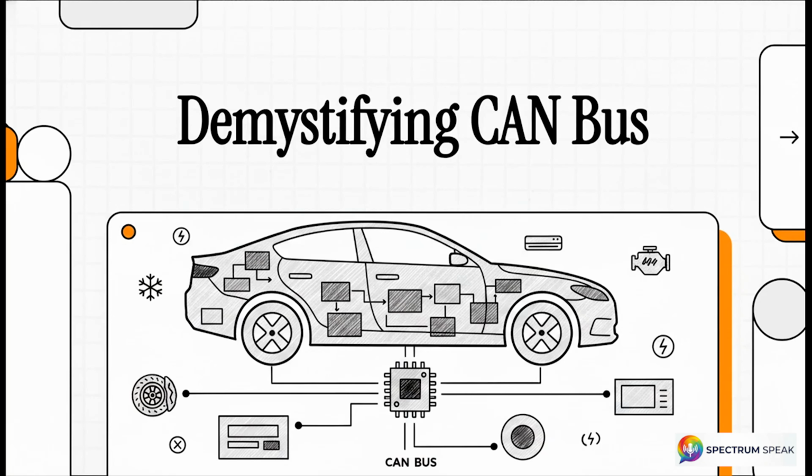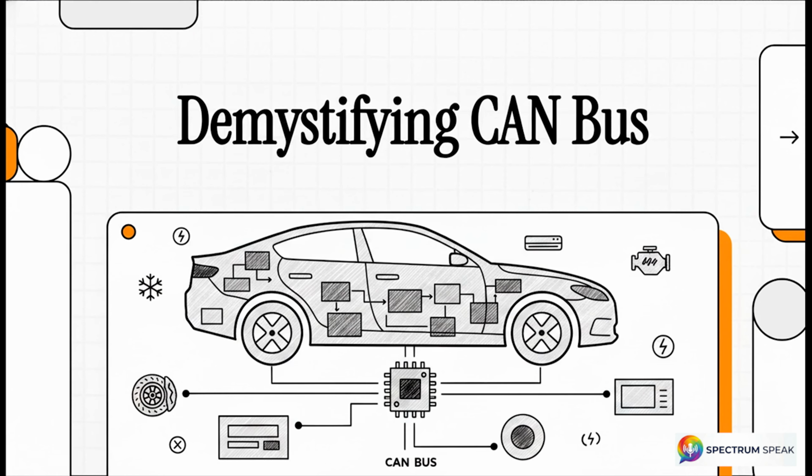Let's jump right in. If you were to strip away the sleek exterior of a modern vehicle, you wouldn't just find an engine and some gears, right? You'd find a highly complex, rolling computer network. We're talking dozens, sometimes over 100, independent electronic control units, or ECUs, constantly tweaking everything from your anti-lock brakes to the AC. But here is the ultimate engineering nightmare.